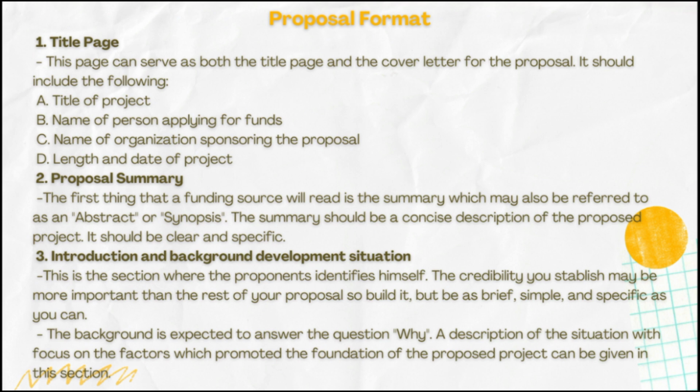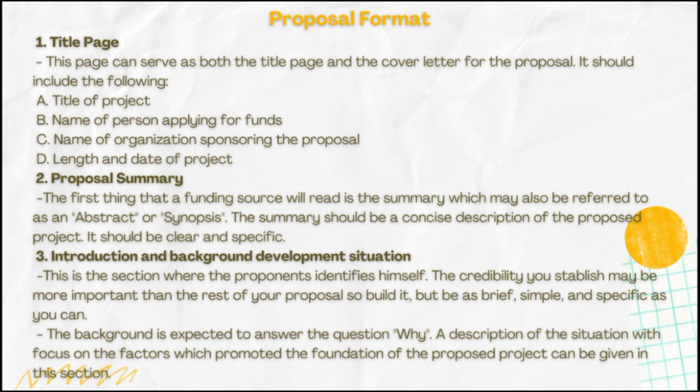The next step when writing a proposal is making a proposal summary. The first thing that a funding source will read is the summary, which may also be referred to as an abstract or synopsis. The summary should be a concise description of the proposed project and it should be clear and specific.